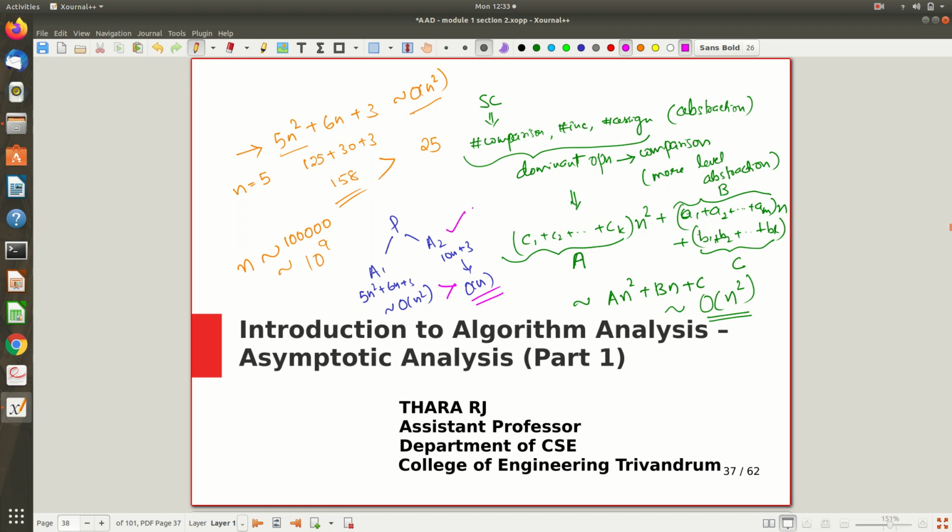Now you are able to make a comparison between these two algorithms, like you are able to say A2 is more efficient than A1. By looking at the dominant term only, you are not focusing on the constant or other terms. Simply, 10n plus 3 is a linear function of n, so I can say it is order of n growth. This is what we call the order of growth: the order in which the algorithm's running time is growing as a function of input.